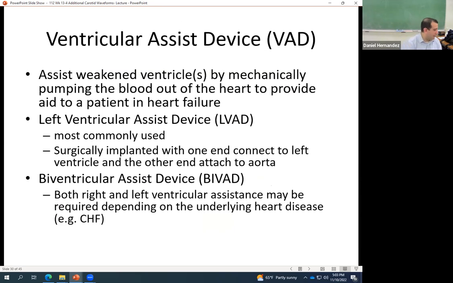This is something that we're encountering more and more: patients with ventricular assist devices, particularly LVADs. There's also potential for a biventricular assist device that goes to both the right and left ventricles. These are surgically implanted with one end connected to the left ventricle and the other end attached to the aorta. These are mechanical hearts, mechanically pumping blood flow out of the heart to aid in ventricular function.